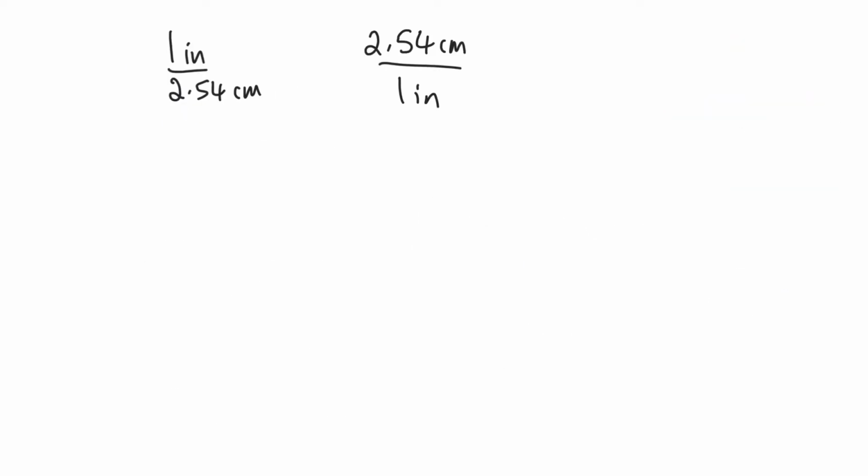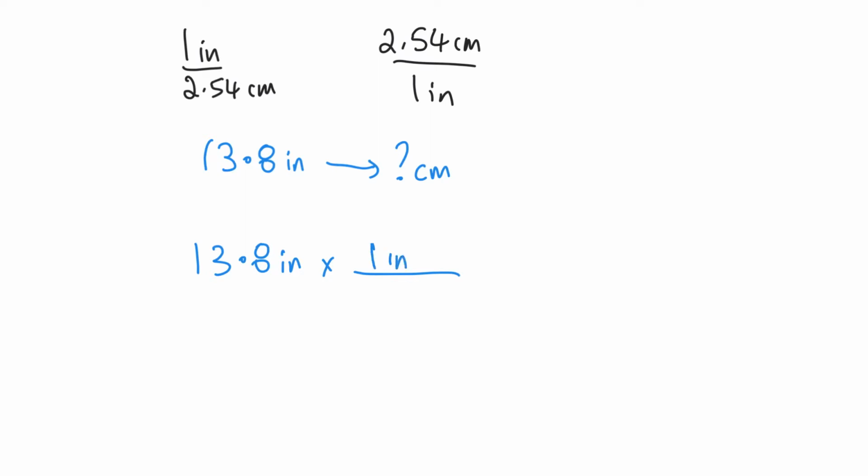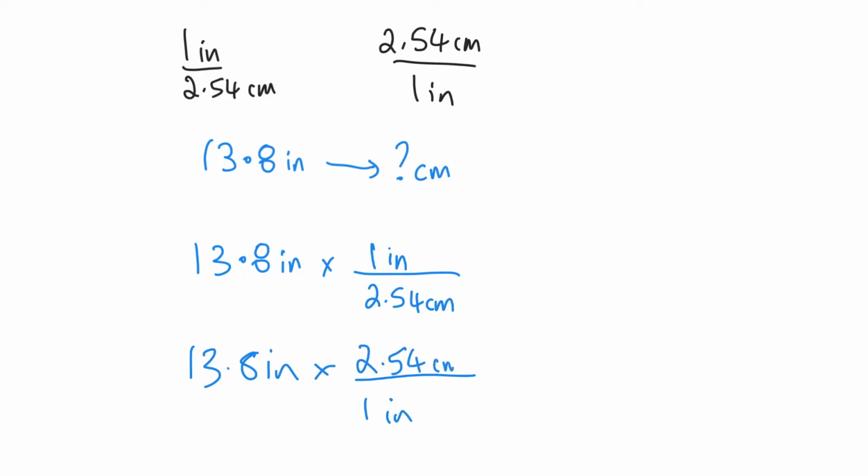Okay, so maybe we're going to do a conversion. Let's say we've got 13.8 inches, and we need to convert it into centimeters. So how do we know which is the correct factor? We could just go ahead and try each one of them, right? We could take 1 inch on the top and put 2.54 centimeters on the bottom, and we could try it the other way around, right? We could say 13.8 inches and multiply by 1 inch on the bottom and 2.54 centimeters on the top.